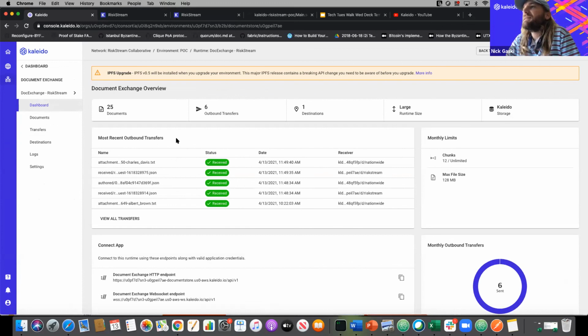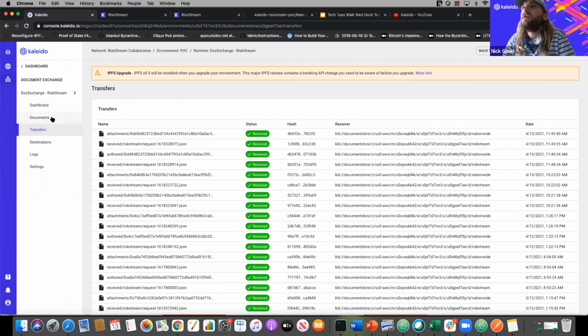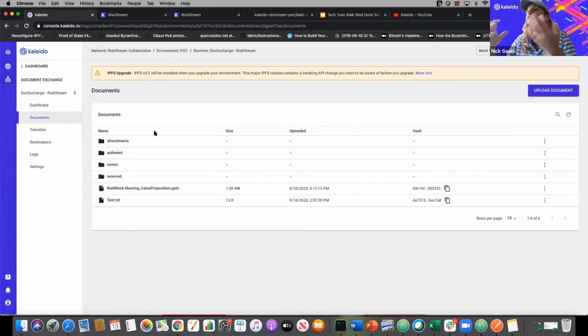We can see the activity that just happened right there, the Charles Davis death certificate, the proof of the date of birth right there, the different acknowledgements that need to take place. We can see all of the transfers that have occurred. And then we can see the different directories and the different folders that we have for all of this private data that's flowing through the system. So document store, incredibly powerful, incredibly important.